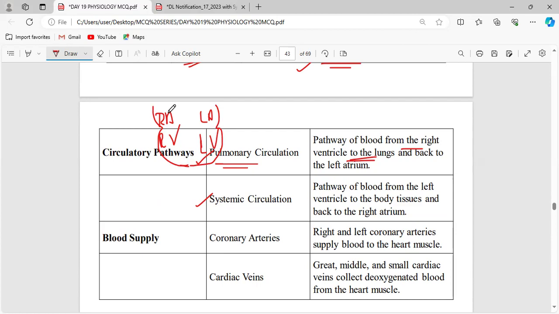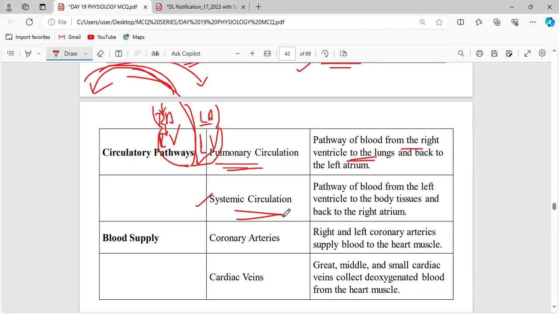This is the structure of the heart. The blood flows from the right atrium to the right ventricle, and after that there is a valve here, leading to the pulmonary artery. From the right ventricle, the blood will not go to the left atrium. Instead, it reaches the lungs. The artery carrying deoxygenated blood to the lungs is the pulmonary artery. That is pulmonary circulation. After that, it is sent back to the left atrium by the pulmonary vein.